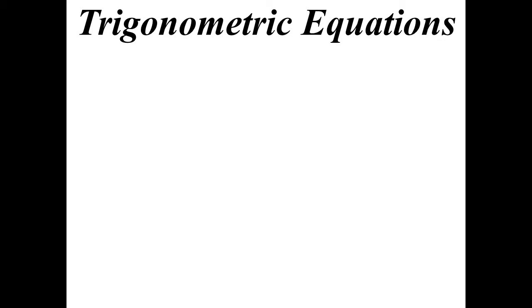Let's take a look at solving trig equations. Now obviously we've seen basic ones like tan theta equals something. But usually the thing we've seen so far is it's a positive number. So what happens if it's negative?